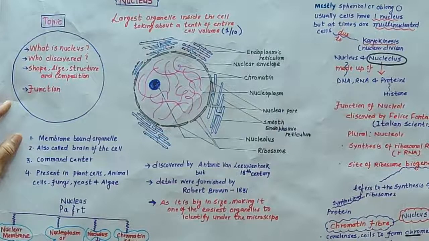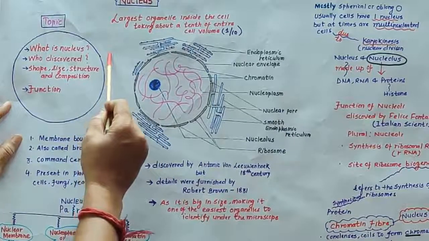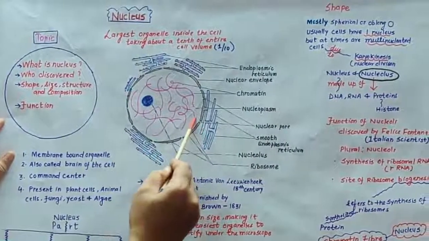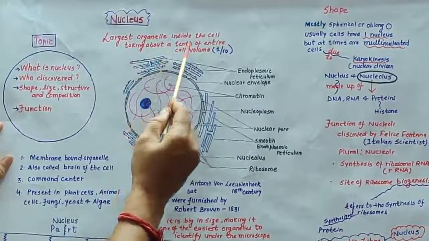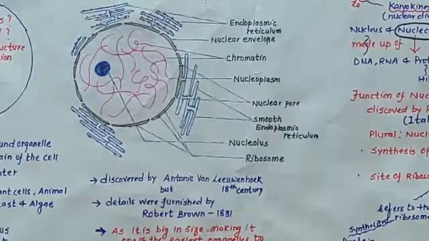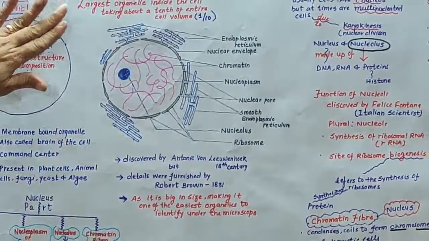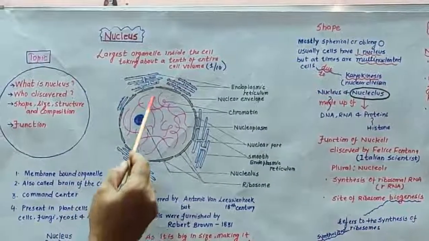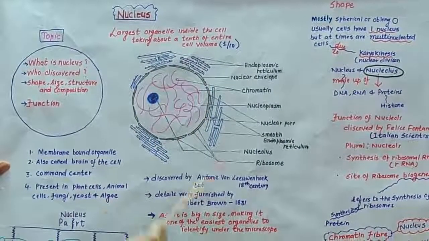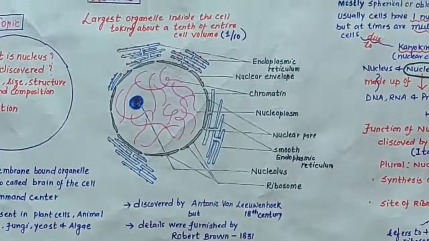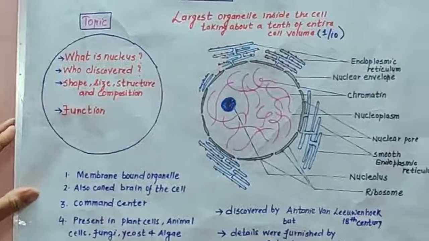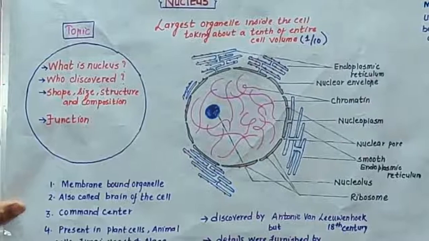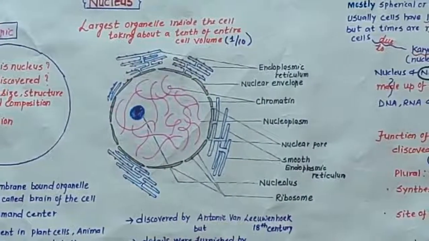Let's start. Now, what is nucleus? It is the largest organelle inside the cell. It is the largest in size, taking about a tenth of entire cell volume. Okay. Now, this nucleus is a membrane bound organelle. It is also called the brain of the cell, and it is also called command center. It is present in plant cells, animal cells, yeast, fungi and algae.